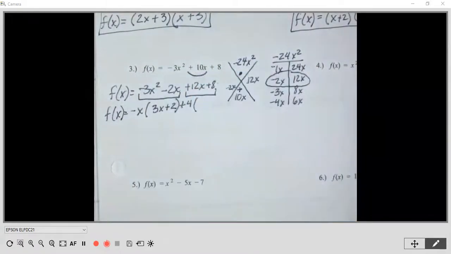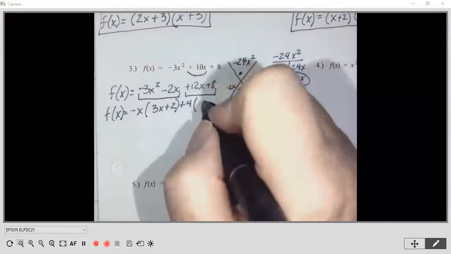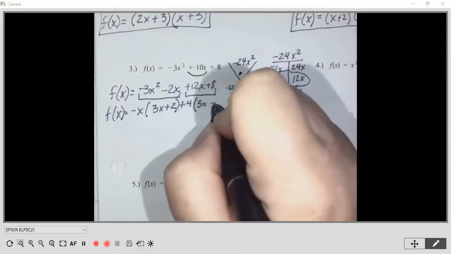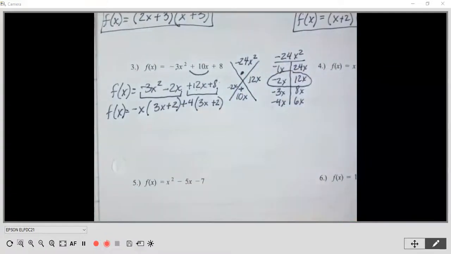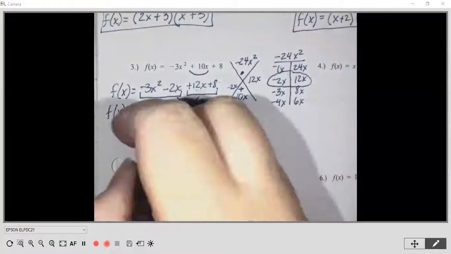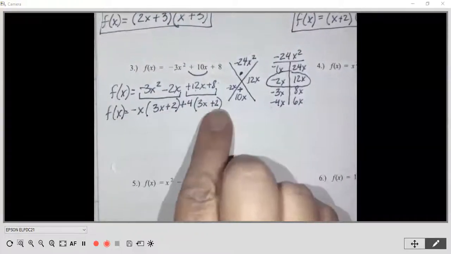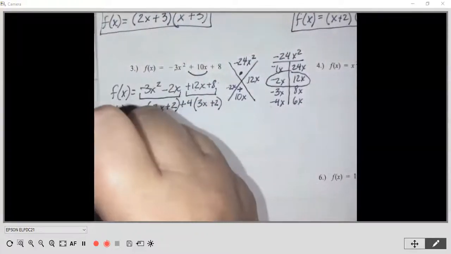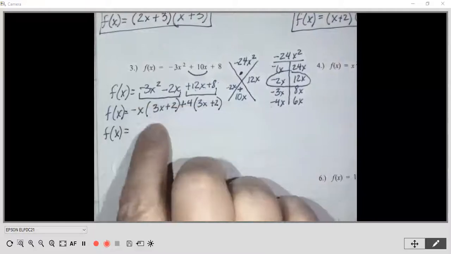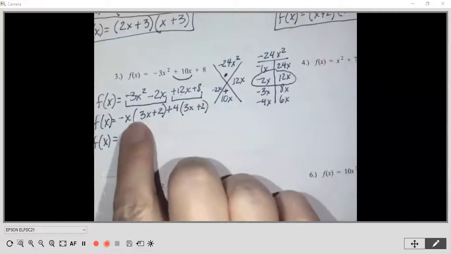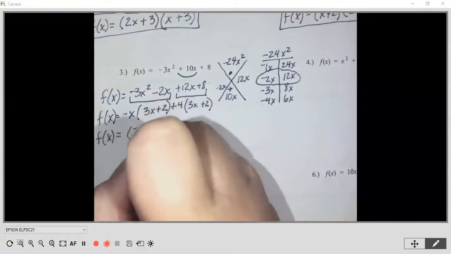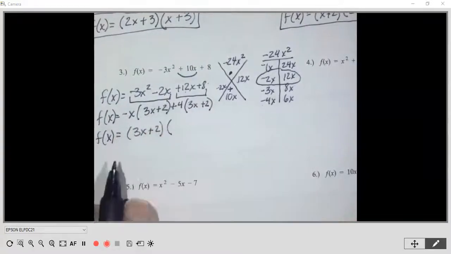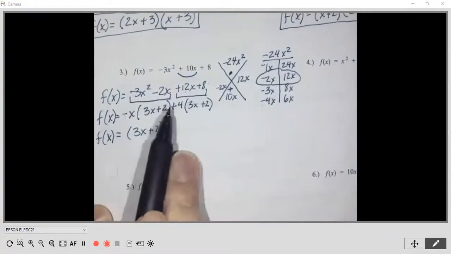And then when I factor out a 4, or divide out a 4, I am left with 12x divided by positive 4, which is 3x, and 8 divided by 4 is 2. So we have the 3x plus 2. Then if I factored correctly, these two will be equal, which they are. So f of x equals, I'll factor out that 3x plus 2 from this term and from this term. So 3x plus 2, and then what's left over? Negative x plus 4.